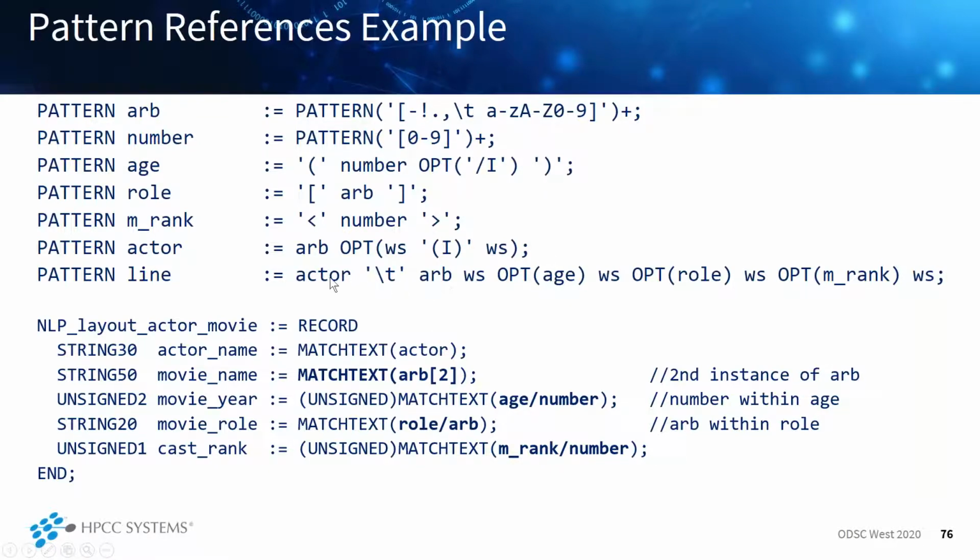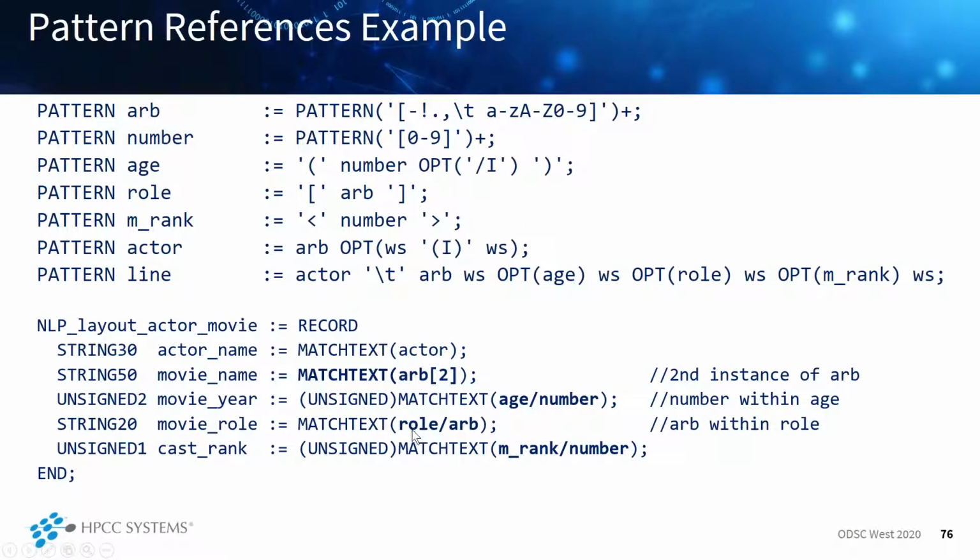But if you look back at the actor pattern, the actor pattern has an ARB also. So once actor becomes in line with this line pattern, the first ARB is in actor, the second ARB follows actor, and that's going to give us our movie name. And an arbitrary pattern is just give me anything: 0s through 9, A through Z, special characters, and so on.